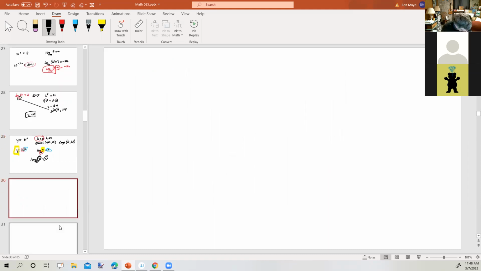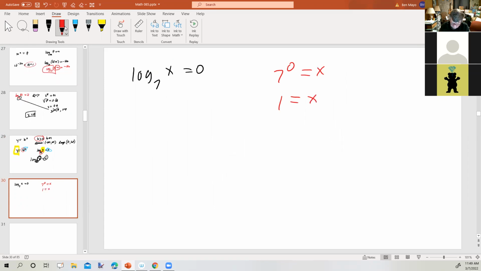Okay, how about this? Let's see. Log base 7 of x equals 0. Changing this into an exponential equation, we get 7 to the 0 power equals x. Well, what is anything other than 0 to the 0 power? It's 1, so x equals 1. Questions there? All right.